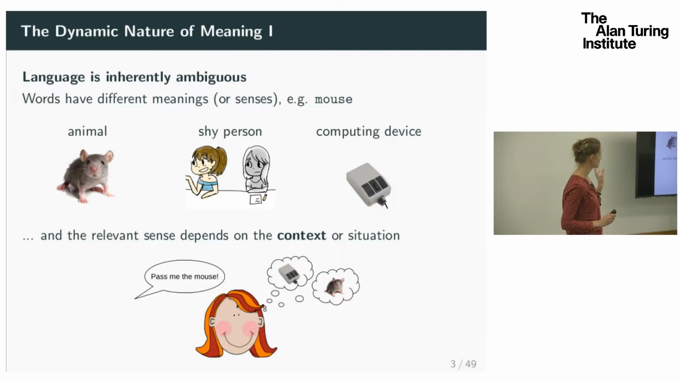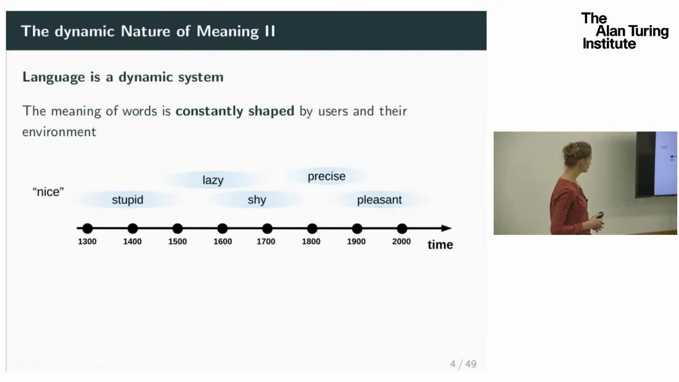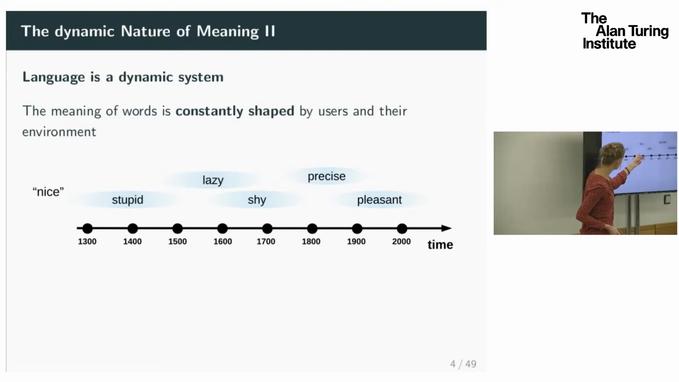This is one example of how meaning can be dynamic, but there's another dimension, a temporal dimension. Language is also a dynamic system developing over time. It is constantly shaped by its users, by its speakers, and by the needs that those speakers have to communicate, and also by changing conventions. To give you an example of how meaning can change, the word nice about 700 years ago meant stupid. 300 years later, it meant something like lazy, and then the meaning became gradually more positive. And nowadays, when we refer to something as nice, we usually mean that it is pleasant or good.